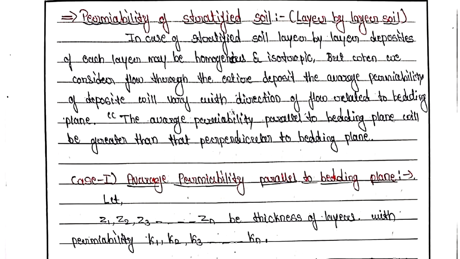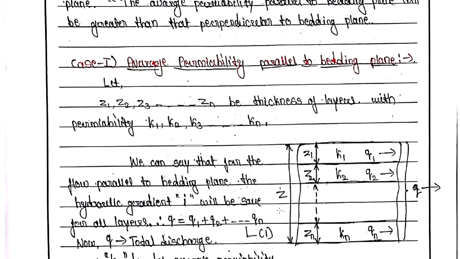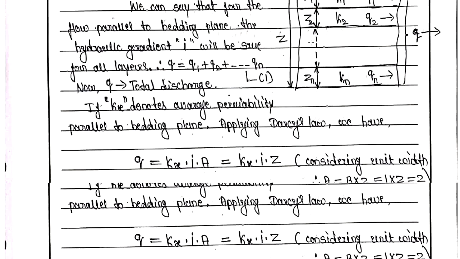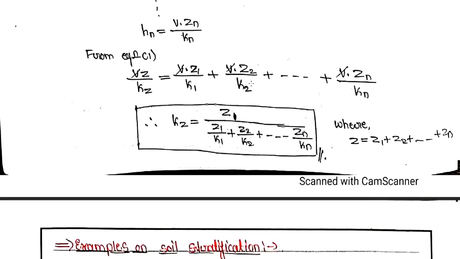So you can see that when the flow is parallel to bedding plane, we are going to find out the average permeability. And similarly, when the flow is perpendicular to bedding plane, in the next case we are going to find out the permeability. I am going to teach all these things in the next session.